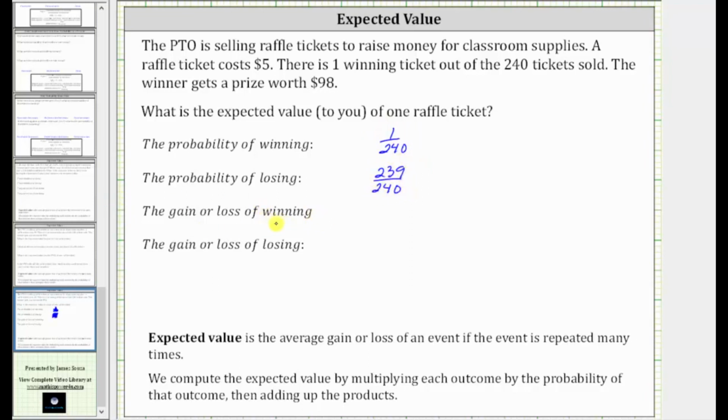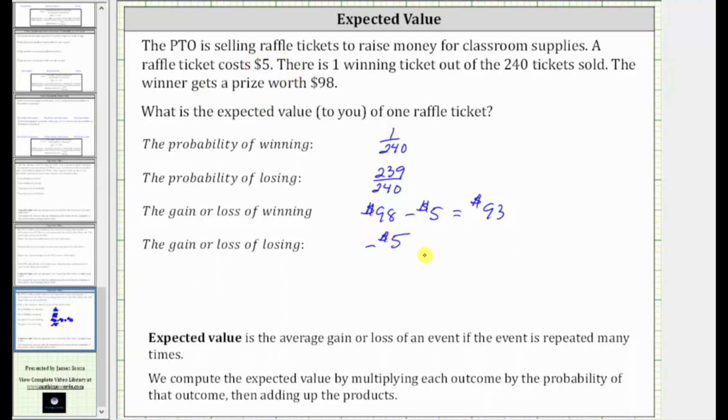And now let's determine the gain or loss of winning. If you win a prize worth $98, but you still had to buy the ticket for $5, and therefore if you win, the gain is $98 minus the cost of the ticket, which is $5, and therefore the gain is really $93. And then the loss of losing would be the loss of the price of the ticket, which is $5. To indicate the loss, we use negative $5.